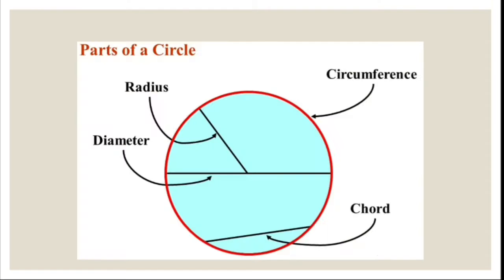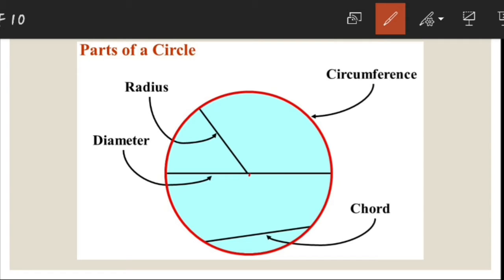Now here are the various parts of a circle. If you look at the diagram, as I told you, this is the center and this one is the radius. Now if you join two points on the circumference which passes through the center, it is called diameter. And if you join two points on the circumference, then that line segment will be called a chord.